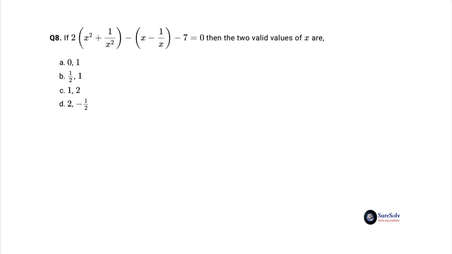The 2 pairs of roots are to be obtained in 2 stages. Identify that x square plus 1 by x square equal to x minus 1 by x whole square plus 2. And substitute dummy variable P equal to x minus 1 by x. The given expression is thus changed to a quadratic equation in P. 2 times P square plus 2 minus P minus 7 equal to 0. Or 2P square minus P minus 3 equal to 0.